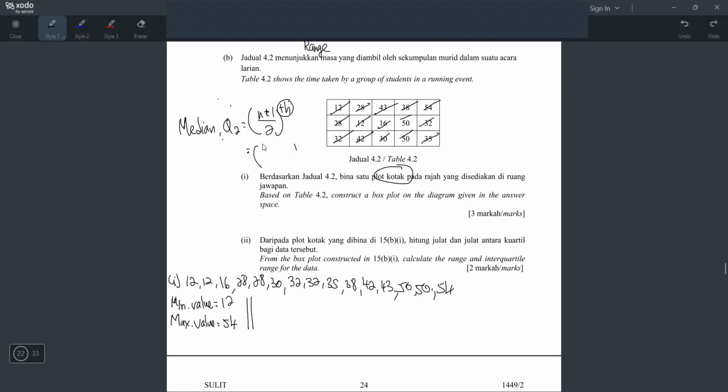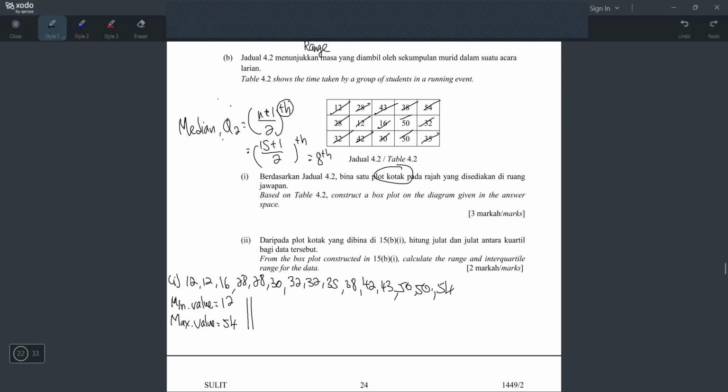So what you do is you masuk the n, 15, because ada 15 orang. So 15 plus 1 divide 2, but don't forget to write TH. 15 plus 1 is 16. 16 divide 2, 8. But the median is not 8. It doesn't mean the median is 8. It means that your median is at the 8th position. It means the 8 is not the answer. The 8 is the kedudukan.